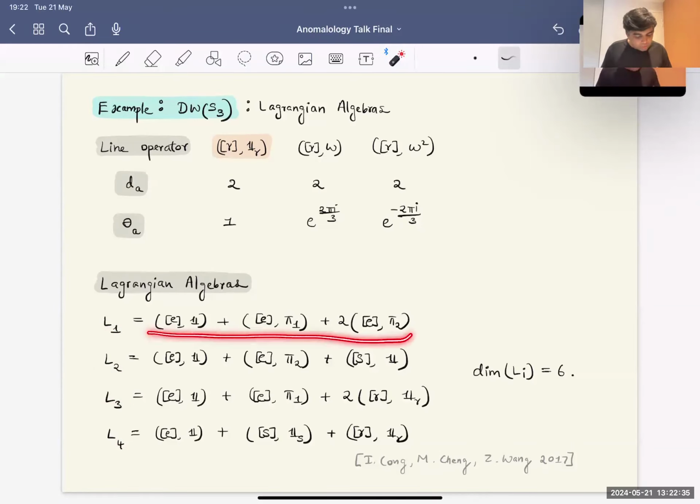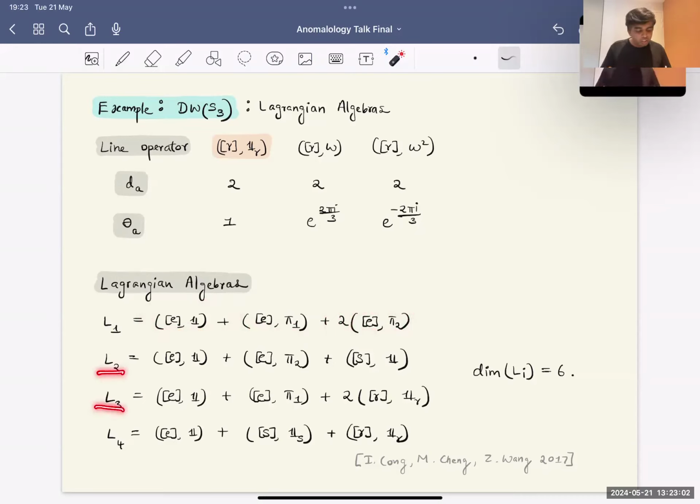One of the Lagrangian algebras is this canonical Lagrangian algebra, which means that this is just the Wilson lines put together, E1, E pi 1, and 2 times E pi 2. So you often have this 2 because this is like the quantum dimension of this line. Here you have 1 because these lines have quantum dimension 1. So this is a canonical Lagrangian algebra that you have. In a generic SymTFT, you can always identify this.